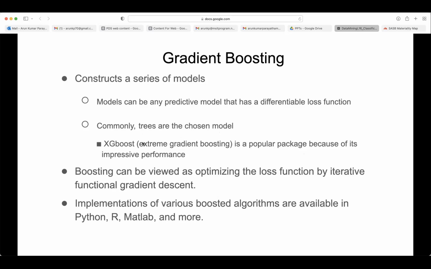So you have a package XGBoost. You can also apply this XGBoost. You need to see how they are defining the loss function there and how they are validating that it is a differentiable function. So boosting can be viewed as optimizing the loss function by iterative functional gradient descent. Implementations of various boosted algorithms are available in Python, MATLAB and more. So you can see what packages you have for random forest and XGBoost. And earlier we have seen AdaBoost also, right?